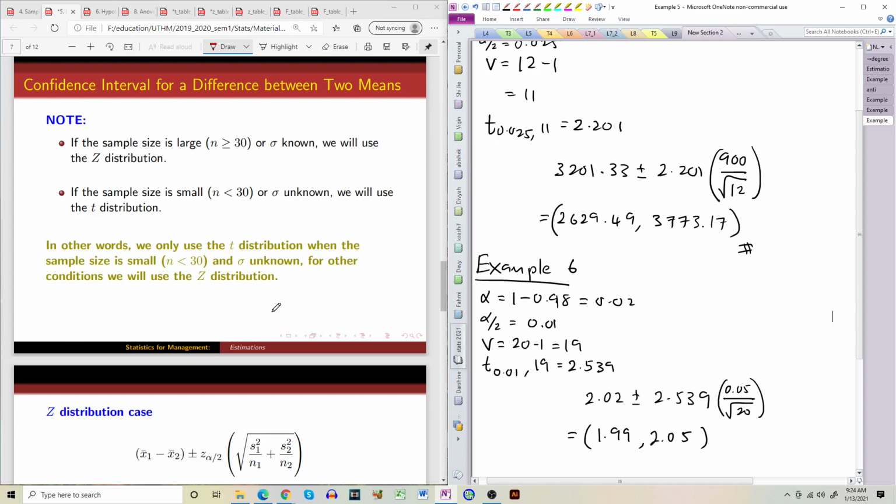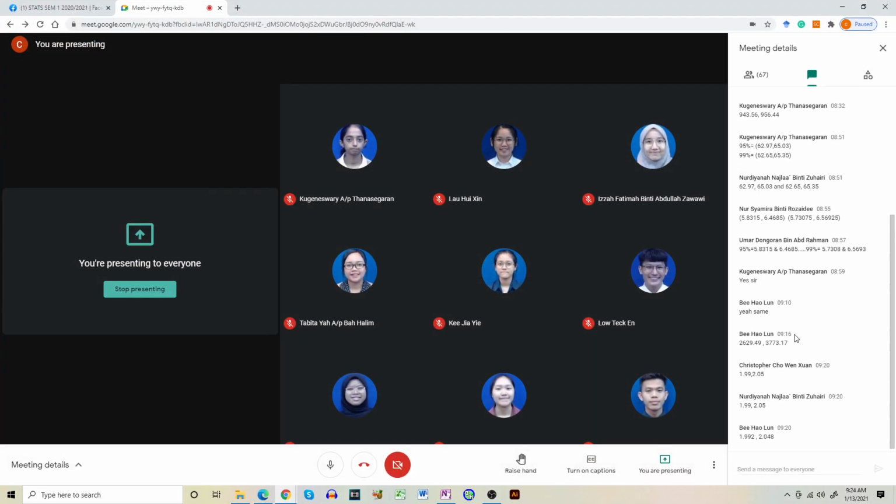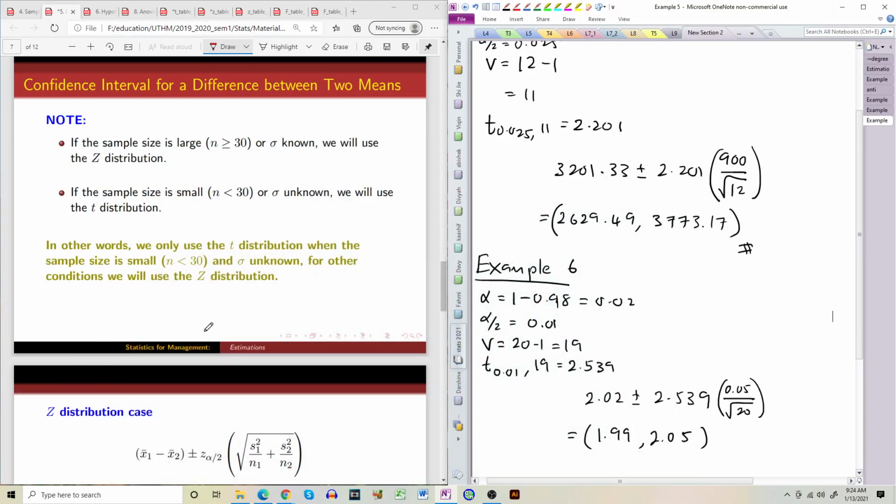Some of you may still be trying. I'm going to go for the next part: confidence interval for the difference between two means. Before I go for the difference, there's a note here you can read for yourself. If the sample size is larger, meaning n greater or equal to 30, we use the Z table. If less than 30, we use the T table.